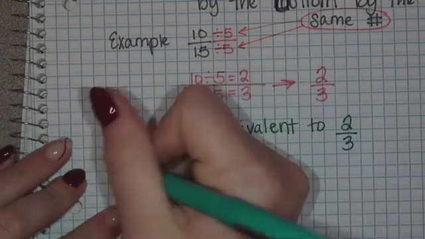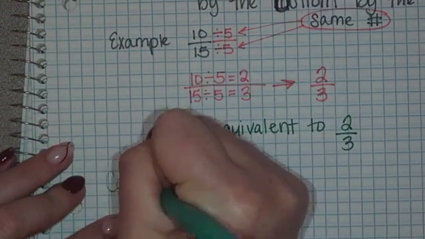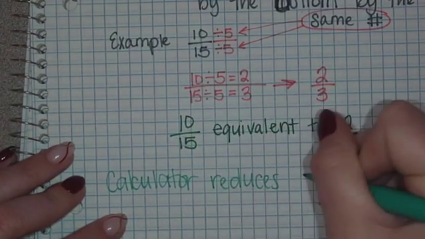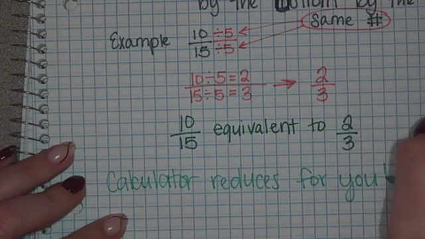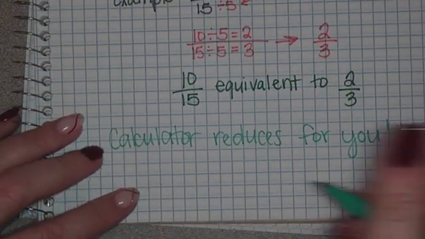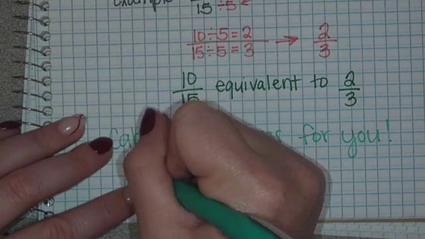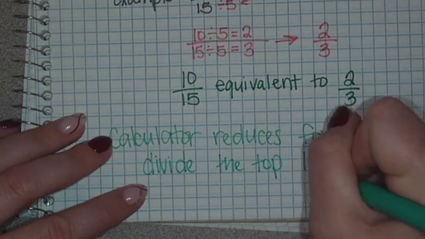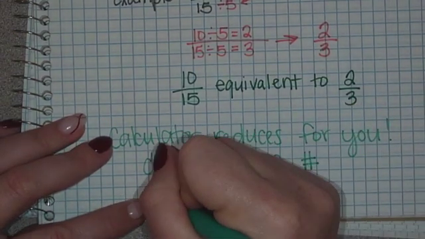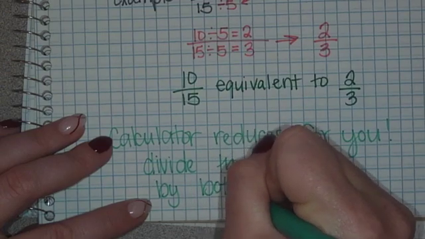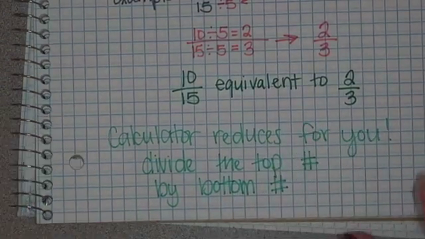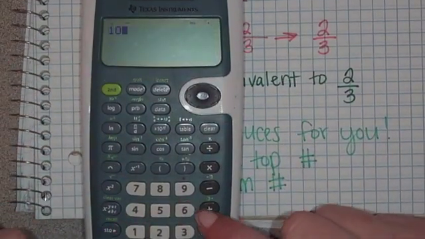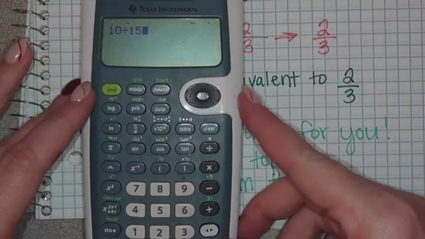So let me write this out. Calculator. So the calculator will reduce for you. You divide the top number by the bottom number. Okay, so we've already done that, but I'm going to clear it and do it again. So you do top divided by bottom and you hit enter.